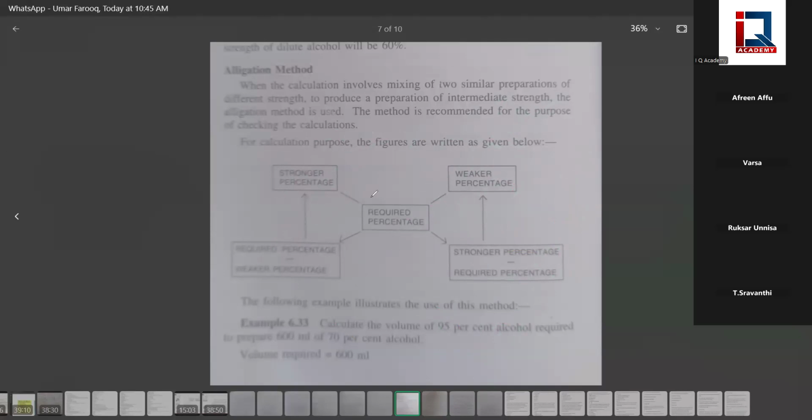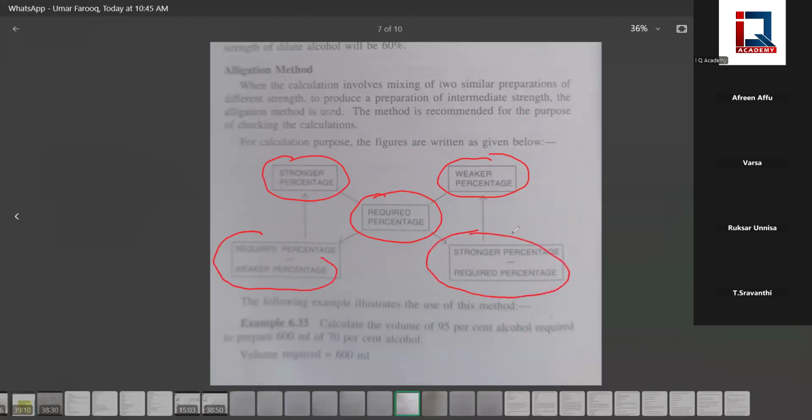Note down the formula. Without noting it down, it's difficult. Required percentage here, stronger percentage here, weaker percentage here; required minus weaker, strong minus required. This is the formula.